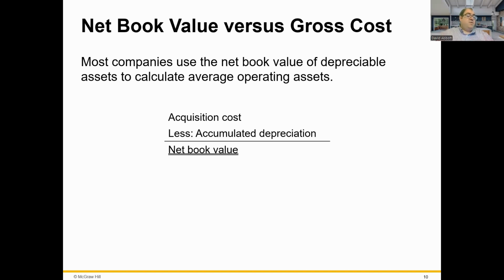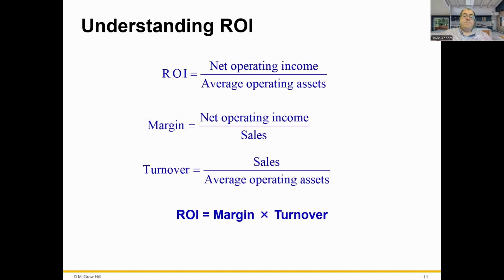Now, an alternative to net book value is the gross cost of the asset, which ignores the cumulative depreciation. And so with this approach, ROI does not grow automatically over time. Rather, it stays consistent. Replacing a fully depreciated asset does not adversely affect ROI. So two different ways to look at it. Okay, understanding ROI.